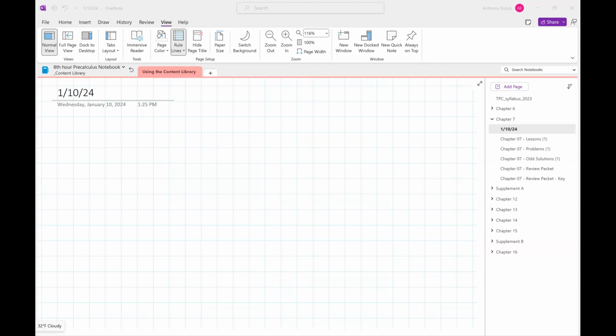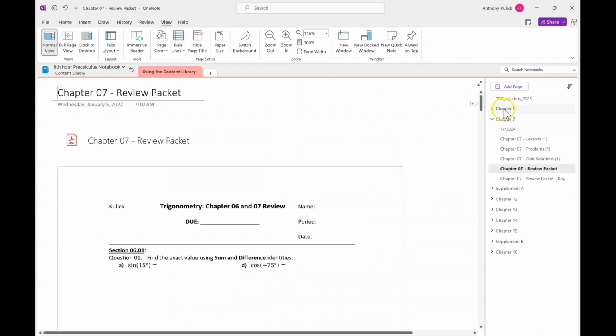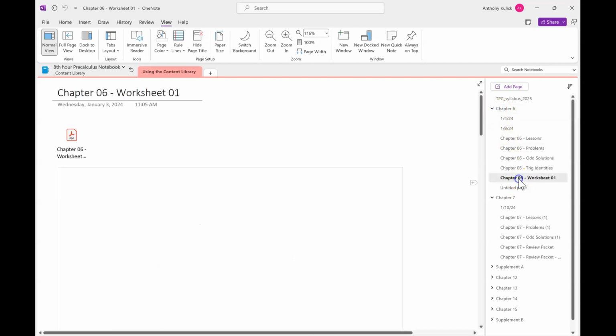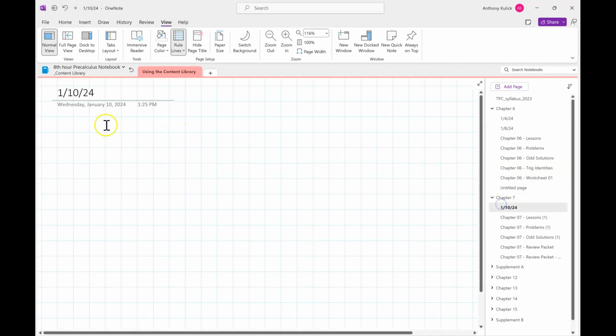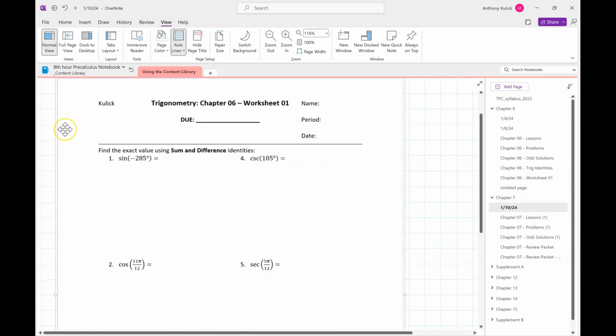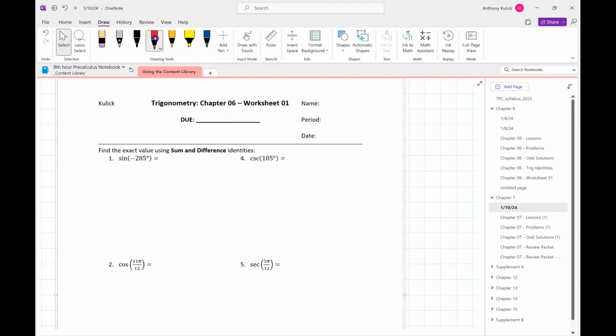Number 4 on the worksheet. Worksheet 1. You got it. So the directions ask us to find the exact value using sum and difference identities. So I'm going to begin by looking at my sum and difference identities.